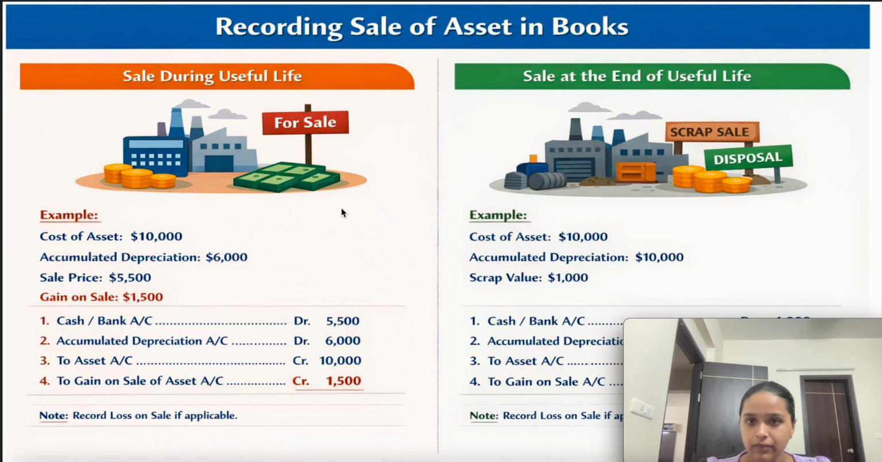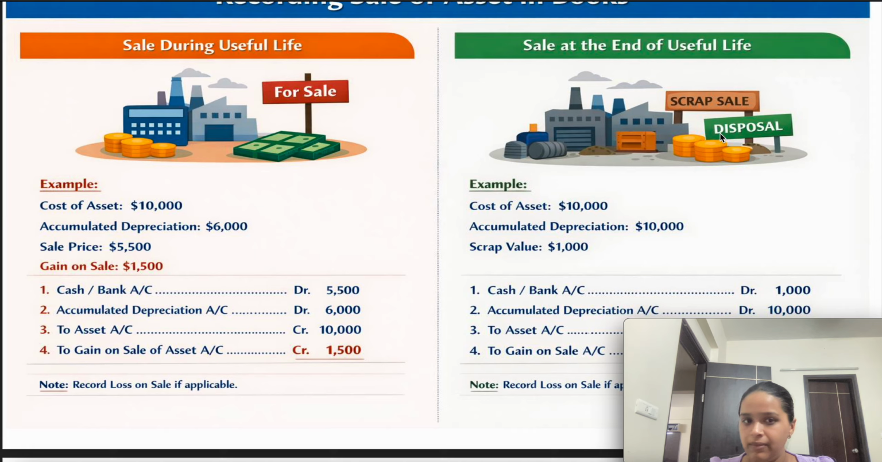Okay, sale at the end of the useful life. Cost of the asset is similar, 10,000, and accumulated depreciation is 10,000. This is an example of sale at the end of the useful life. It means after 5 years you want to sell the asset. The cost of the asset and accumulated depreciation are equal here, so the carrying value will be 0; the book value is 0 in your books of accounts. It means whatever value you are able to recover through sale is your gain only.